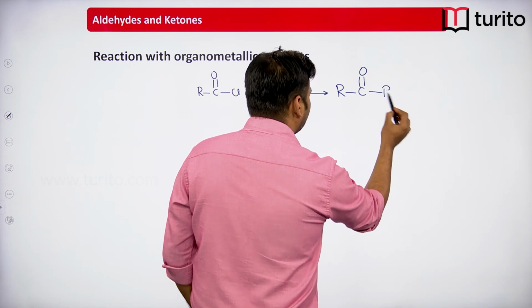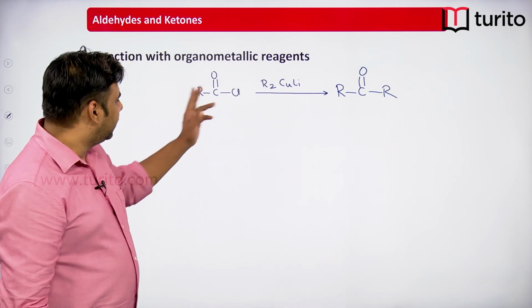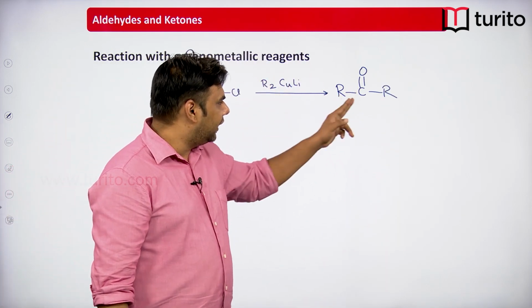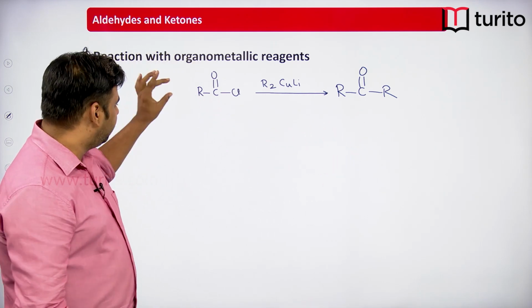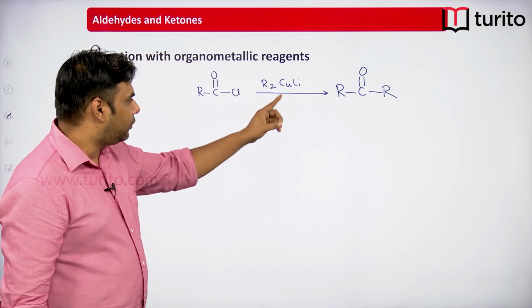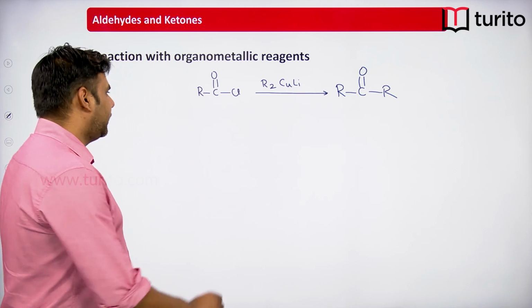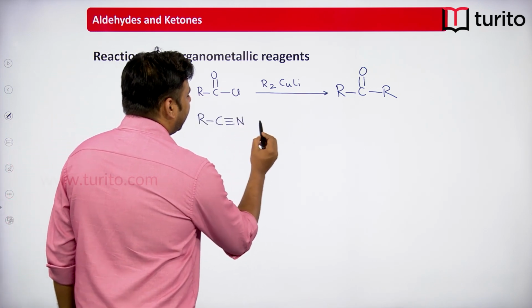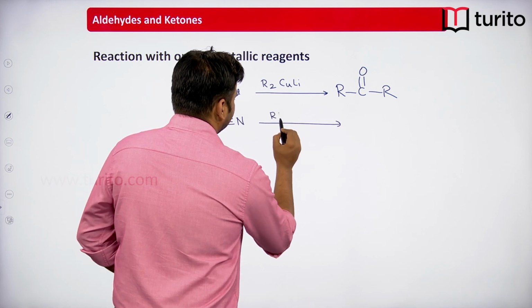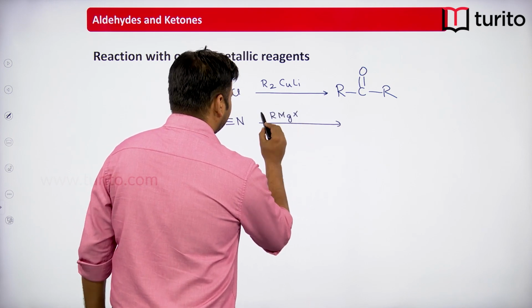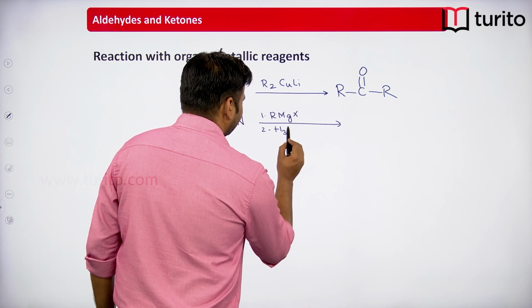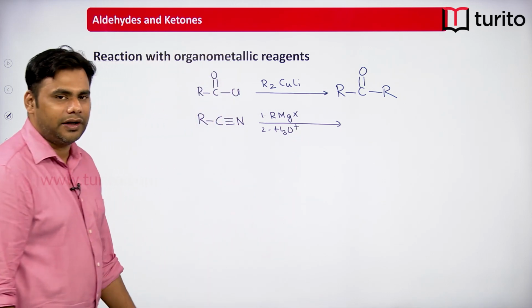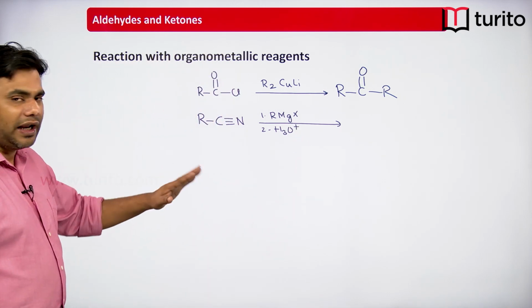Now this reaction stops at the ketone only. It does not further react with R negative to form a 3 degree alcohol. So if you react acyl chloride with R2CuLi, you will get a ketone. Similarly, if you take RC triple bond N and you react it with a Grignard reagent, I hope you remember all these reactions we have already covered. This is just a quick revision of what we have done in reagent and mechanism and alkyl halide.